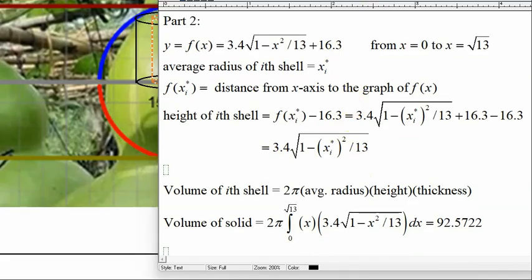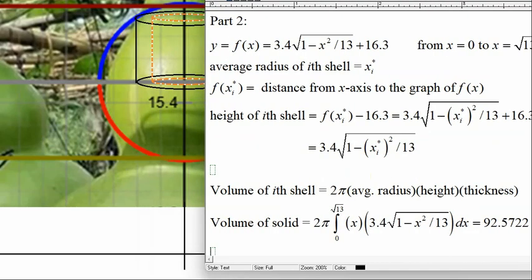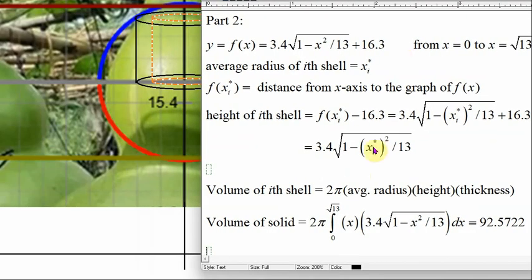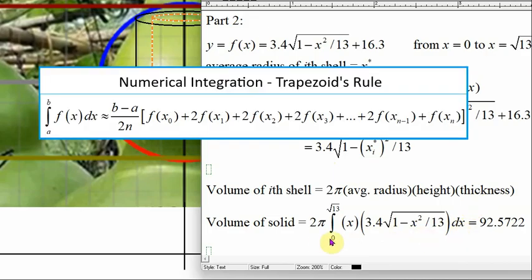And so the volume for this middle portion of the squash, we have 2 pi. The average radius will come from here, which is x. The height will be 3.4 times the square root of 1 minus x squared over 13. And then the thickness, which is delta x, or dx here. And then using numerical integration like the trapezoidal rule, we get 92.5722.